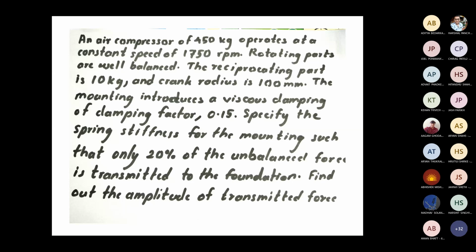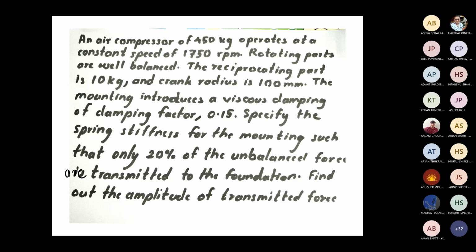All right, so let's continue. An air compressor of 450 kg operates at a constant speed of 750 rpm. The rotating parts are well balanced. The reciprocating part is 10 kg and the crank is 100 mm. The mounting introduces a viscous damping factor of 0.15. Specify the spring stiffness for the mounting such that 20% of the unbalanced force is transmitted to the foundation. Find out the amplitude of the transmitted force.